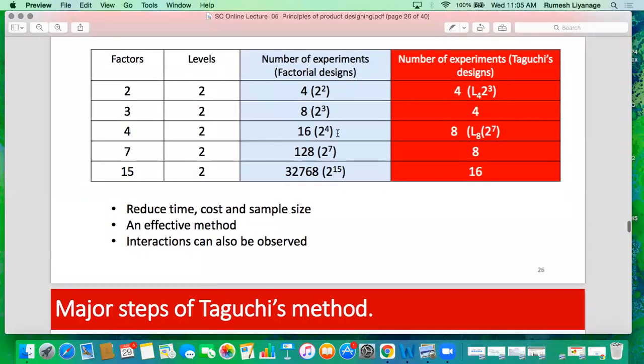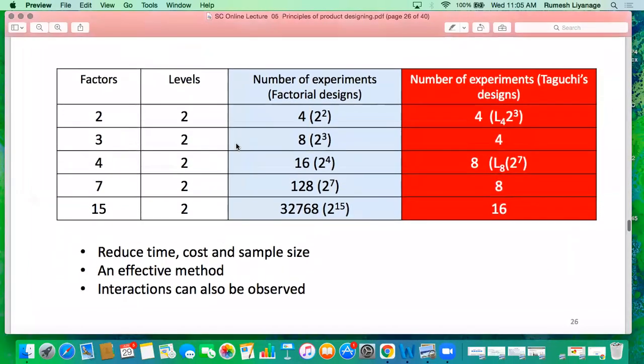Likewise, there are different experimental designs. They reduce time, cost, and sample size, are effective methods, and interactions can be observed.